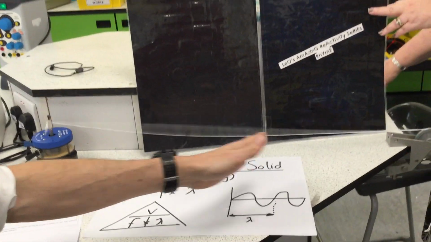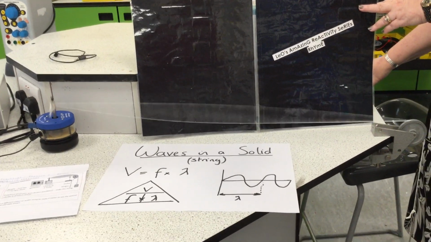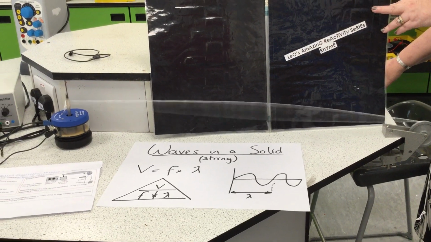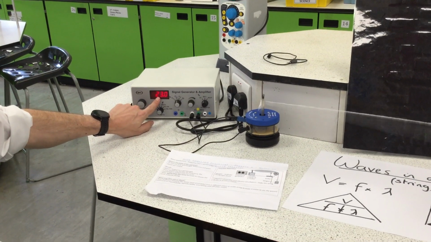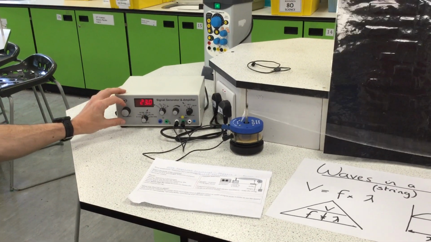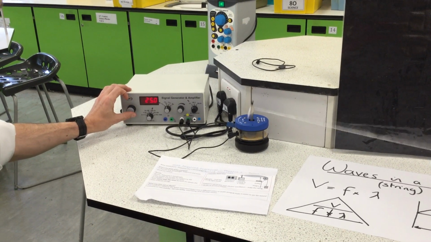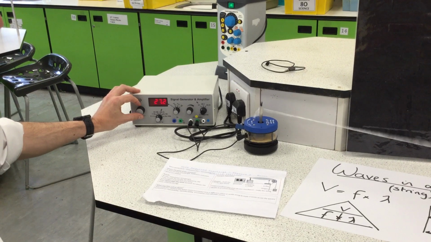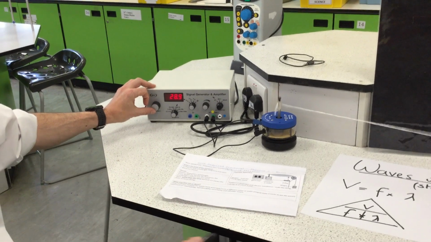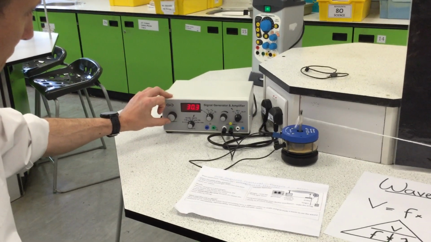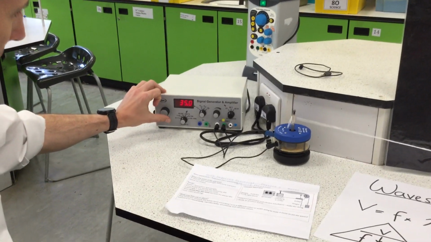So here, you can see I've got my half wavelength. What I'm going to try and do now is double the frequency. So currently I'm on 23 Hertz because frequency is measured in Hertz. I'm going to double that to 46. So here we go, turn it up. Now you can hear the sound changing because as the frequency goes up, it's a higher pitched note. So I'm going to go all the way up to 46.